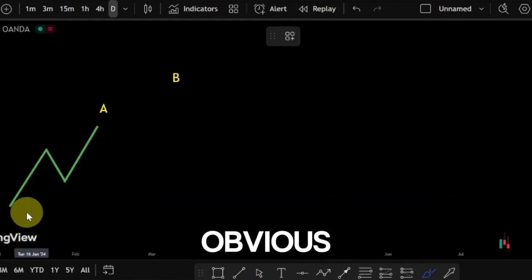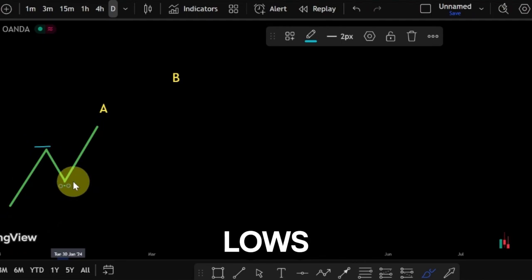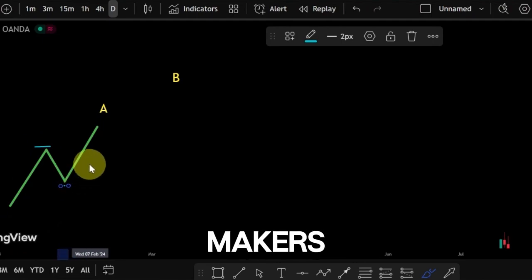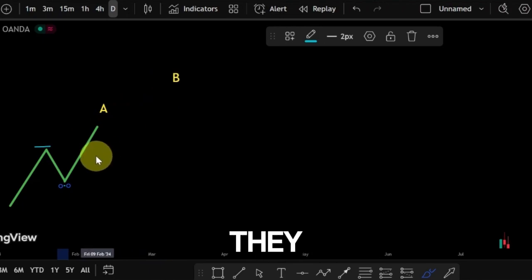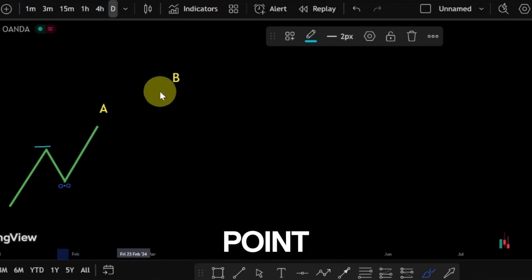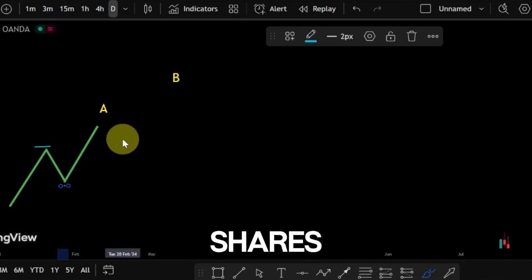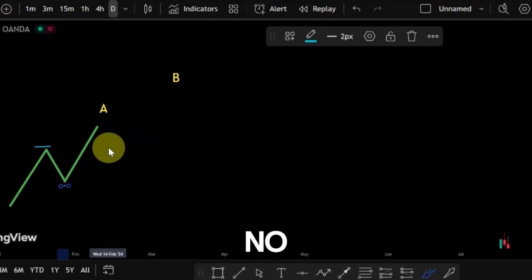In an obvious uptrend, when price is making a series of higher highs and higher lows, and market makers want to move the market from point A to point B, if they decide to go into the market immediately, the market is going to move to point B so fast that it will not allow them to enter with the amount of shares that they want. Also, there's not enough liquidity to move the market from point A to point B.